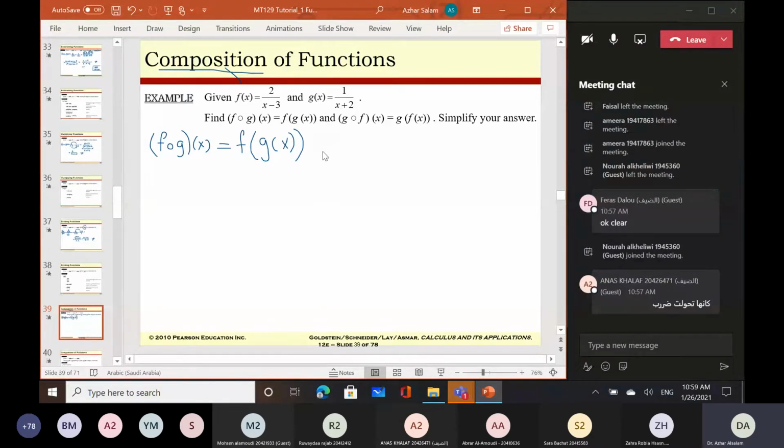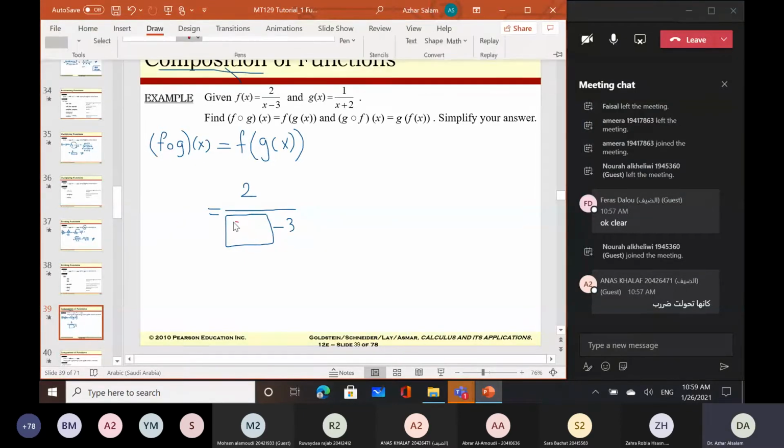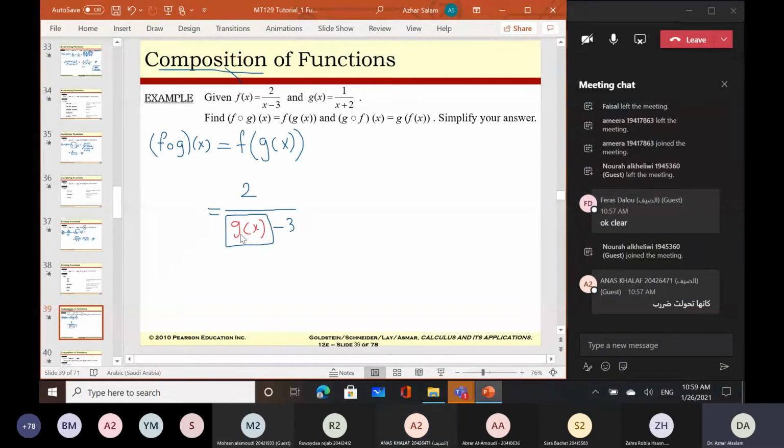So I will begin with the definition of F, which is 2 divided by X minus 3. Instead of X, I will write G of X. I will write here G of X instead of X. I'll substitute in F with the function G.